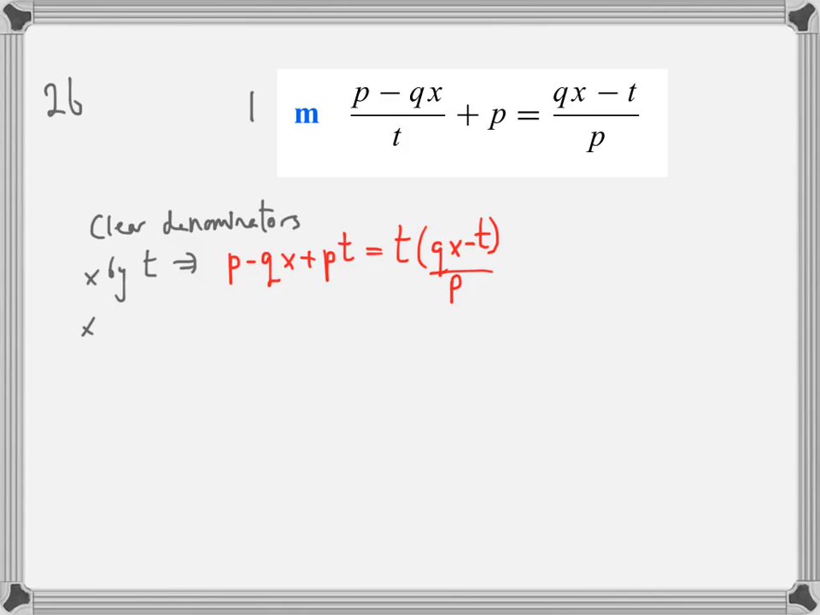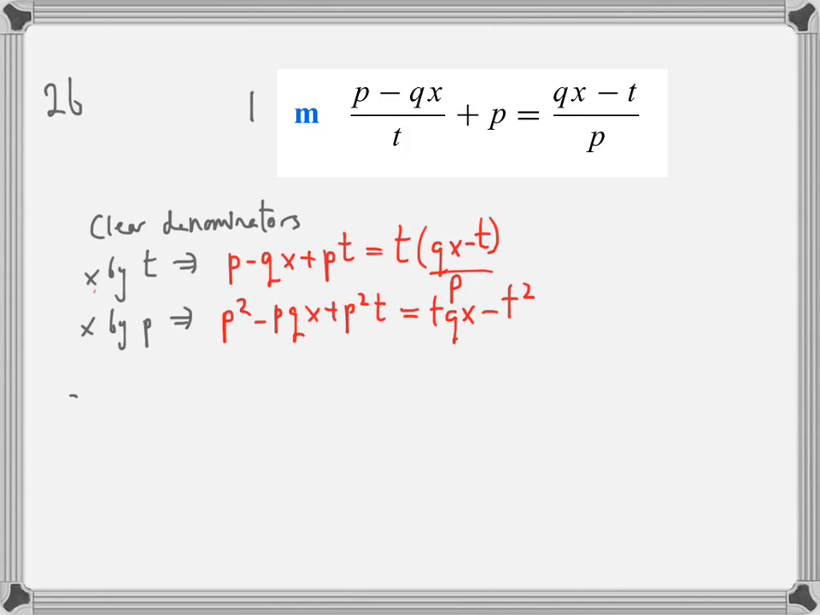Now we've still got the p on the right, so we now need to multiply everything by the p, and therefore on the left we'll get p squared minus pqx plus p squared t, and on the right that t on the bottom will just disappear. And the other thing we've done on the right is we multiplied out that bracket, so the t is multiplied by qx and then by minus t.